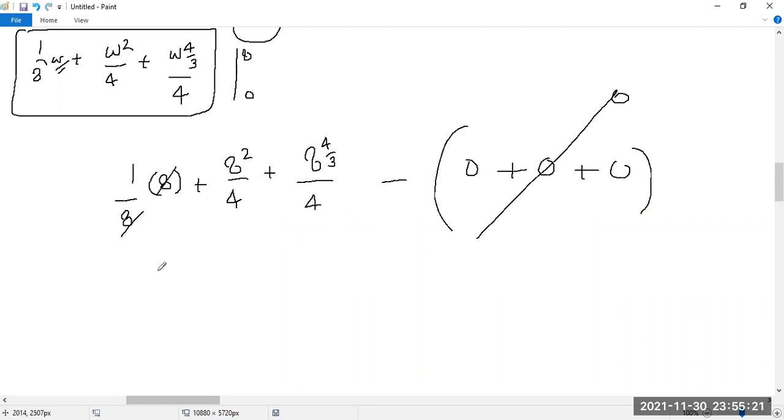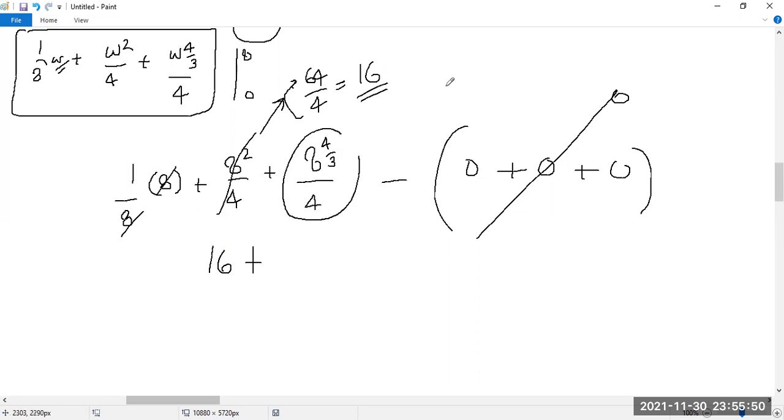And our 8s cancel out. 64, right? 8 squared is 64. 64 divided by 4. 4 can go into 64 16 times. So we took care of this guy as well, because essentially this came out to being 64 over 4, and 4 can go into 64 16 times, so we said this is 16. 64 divided by 4 is 16. And then here we deal with this. How do we deal with this?